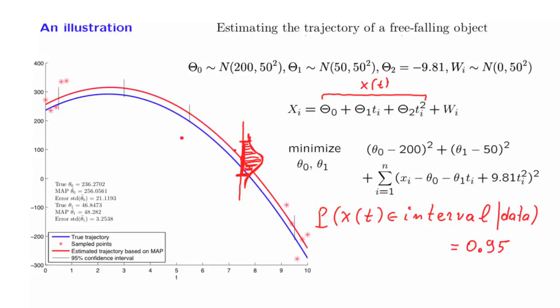These kinds of confidence intervals that we have discussed in the context of this example are called Bayesian confidence intervals. And they're very useful when you report your results to not just give point estimates, but to also provide confidence intervals.